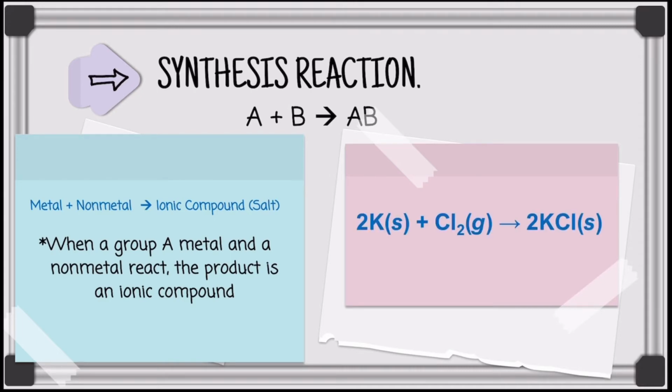Let's take a look at potassium combining with chlorine. When these two are combined in a synthesis reaction, the product is potassium chloride. Once you write the formula of the ionic compound down, then you just balance the reaction by adding coefficients.